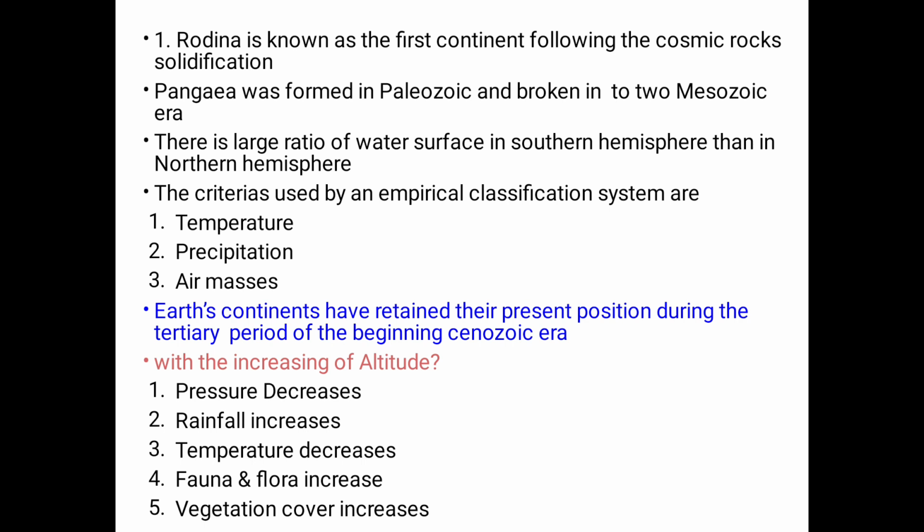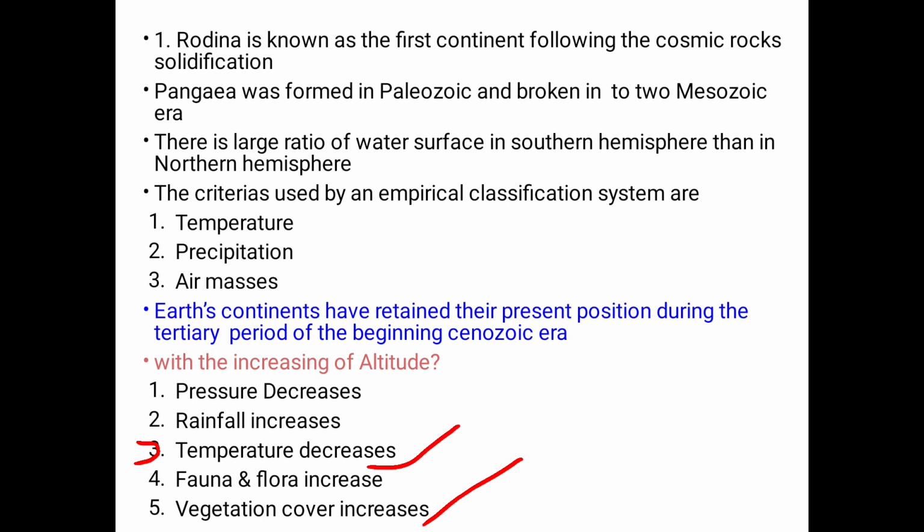Okay, another, with the increasing of altitude, one, pressure decreases, rainfall increases, and temperature decreases. Fauna and flora are expected to increase. Vegetation also increases. I repeat once.